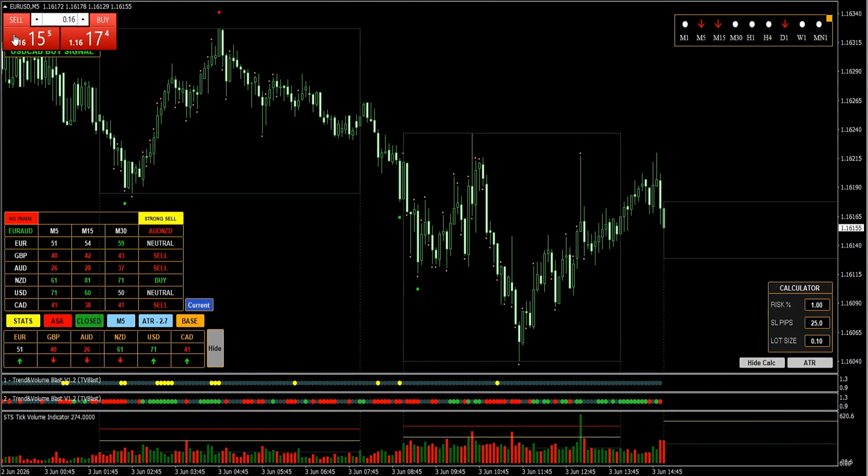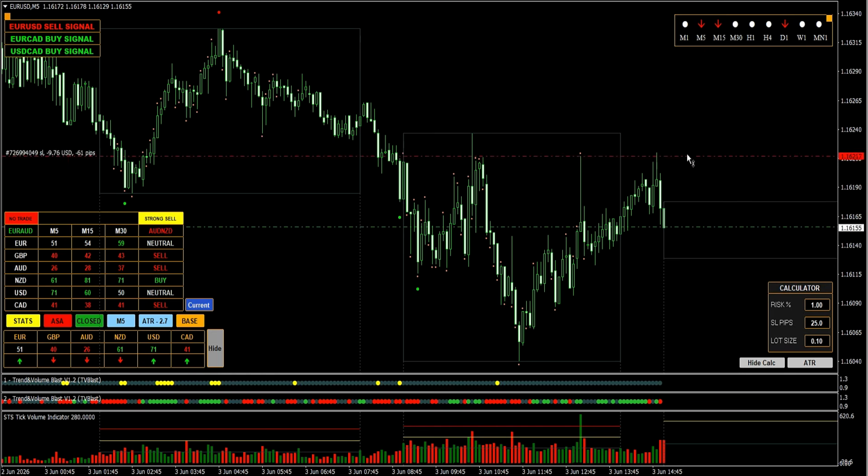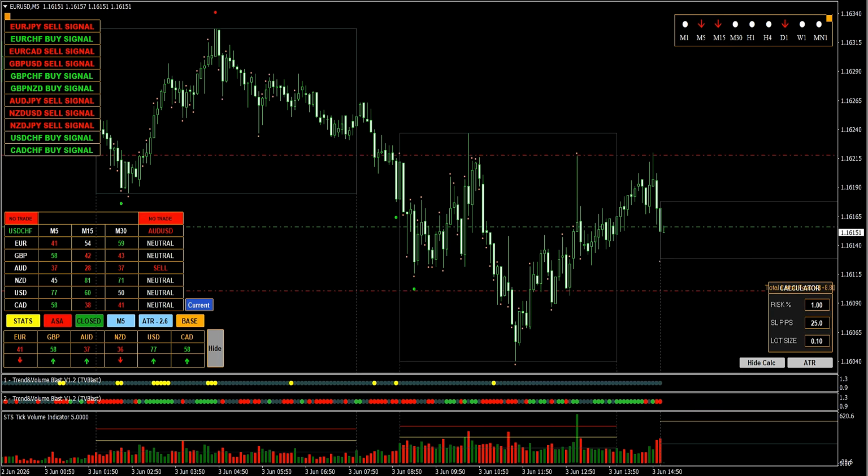The indicator printed a sell signal right at a key area on the chart. And the first thing I did was check whether the overall environment supported that direction. The strength panel told a clear story. The strong sell reading on the right side confirmed that selling pressure was dominant in the market at that moment. GBP, AUD, and CAD were all showing sell readings, which meant this was not an isolated signal. The broader market was leaning in the same direction.